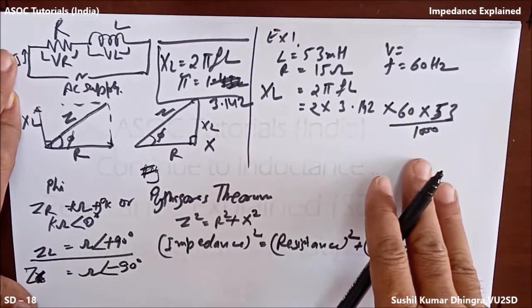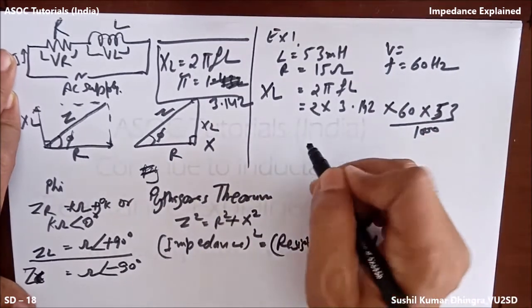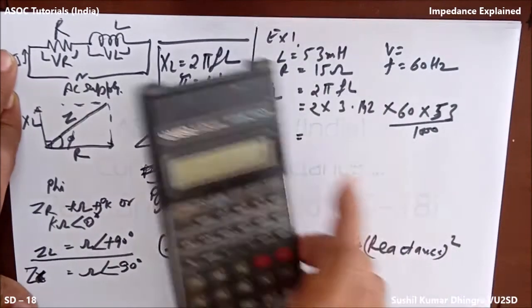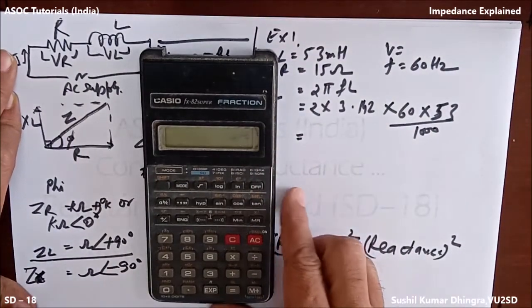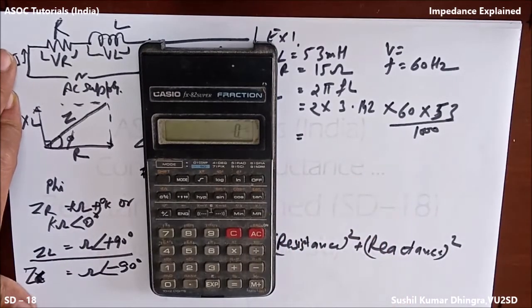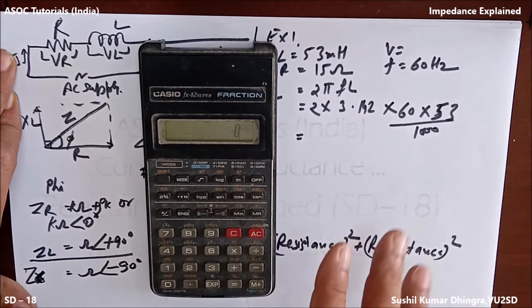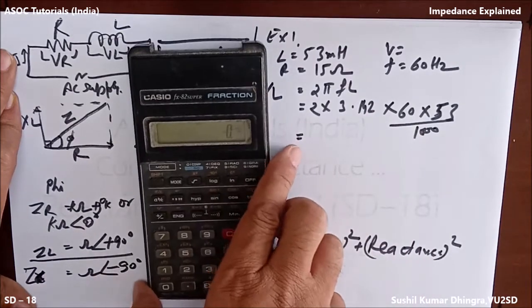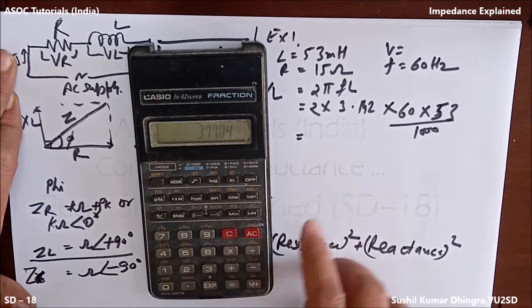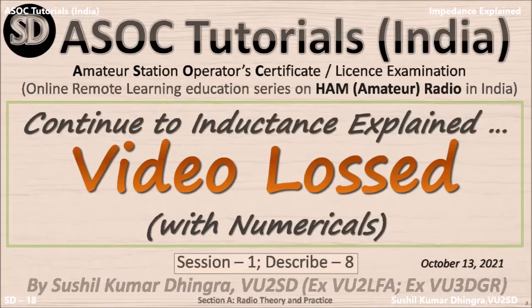Here I am not going into detail because I have to save time. I have brought my very old scientific calculator, which I purchased around 94, 95, 26 years ago, and it is still working fine. 2 into 3.142 into 60 into 53.